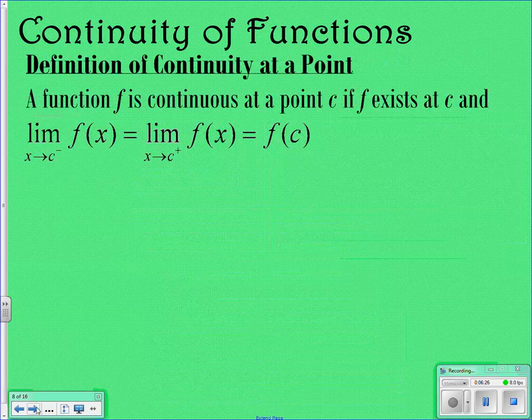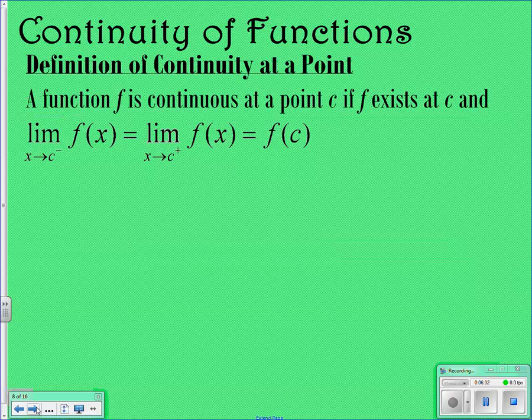Okay? Looking at the definition of continuity at a point. A function f is continuous at a point C if f exists at C and the limit as x approaches C from the left of your function equals the limit as x approaches C from the right, if that also equals f of C. So it says a function is continuous at the point C if f exists at C and the limit from the left and the right are also the same as the actual function.